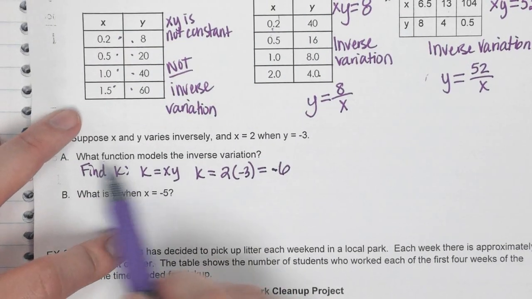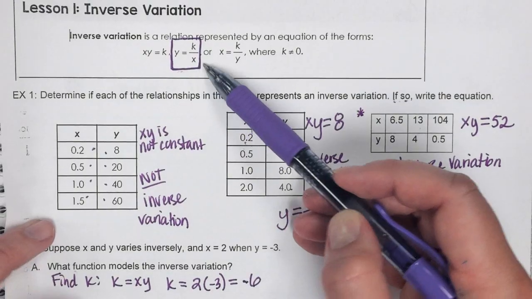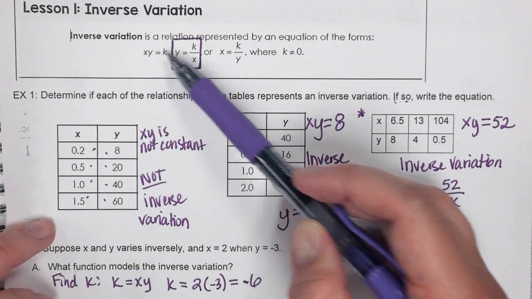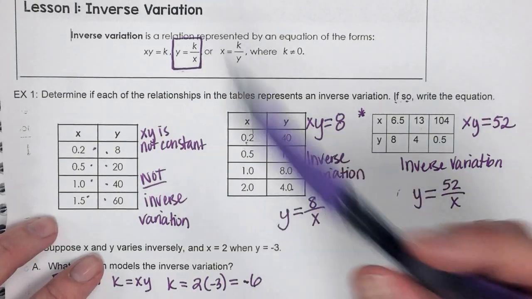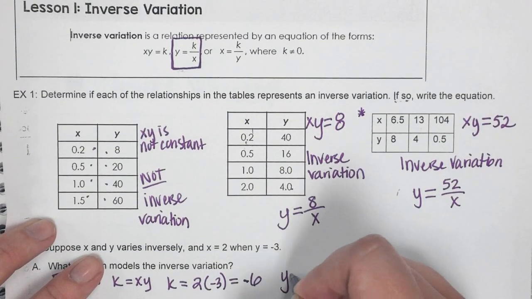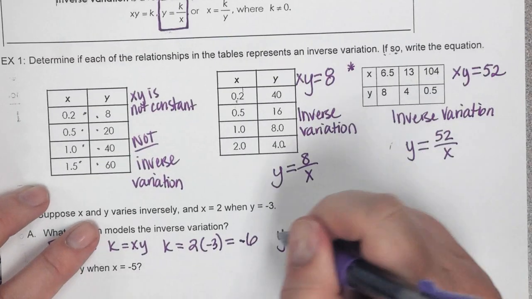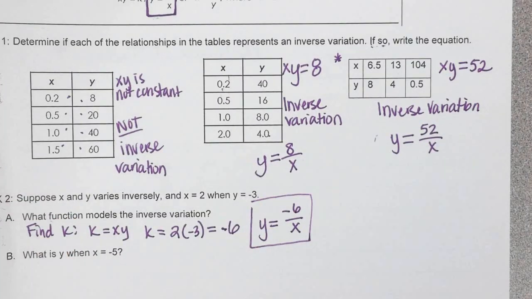When it says what function, that's why I had you put this in a box, because some people think that this one's the function. That's not the function. It's this one. Okay? So y equals our K, which is what? -6 divided by x. That would be our function. I'll put that in a box because that's the answer. Okay?